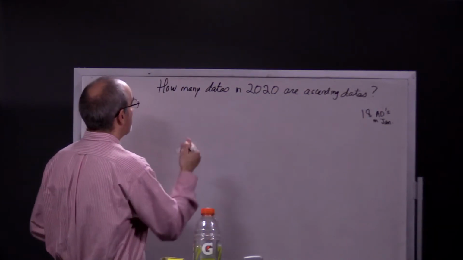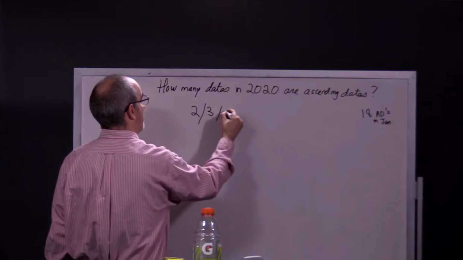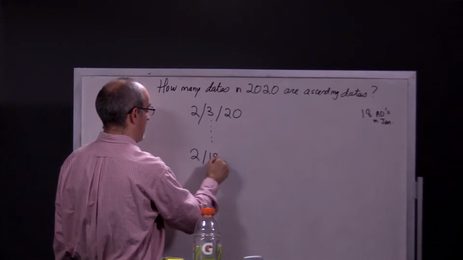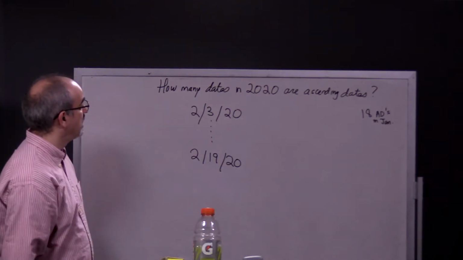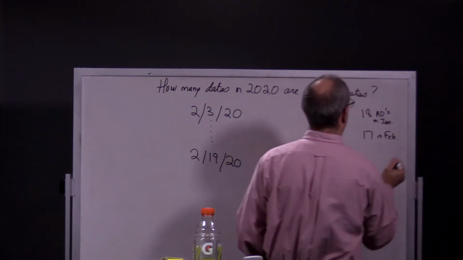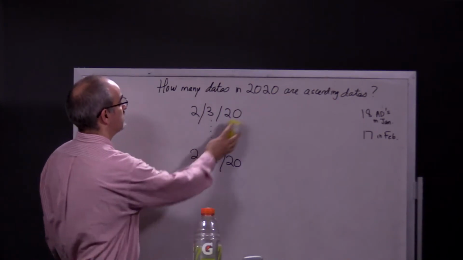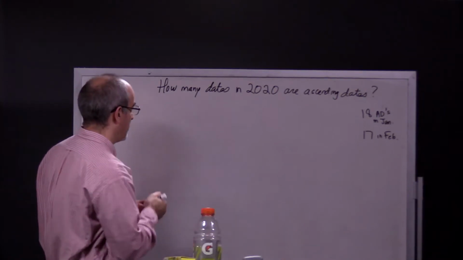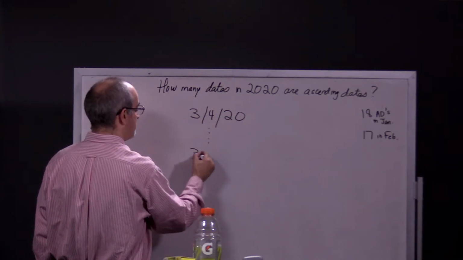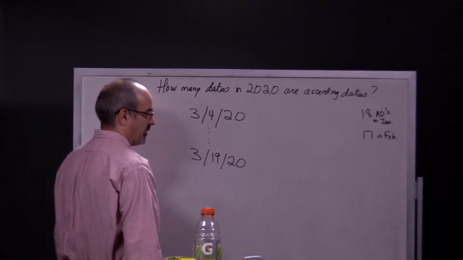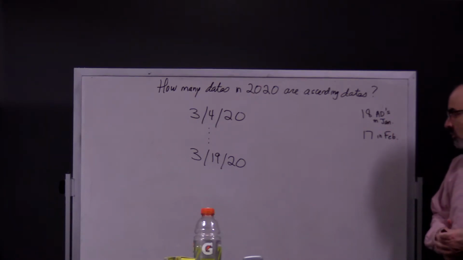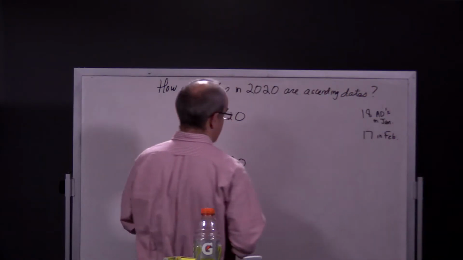Well, what about February? Well, the first ascending date in February would look like this. And the same as in January, it's going to go all the way until the 19th. Okay? There's 17 ADs in February. What about March? Well, the first ascending date in March would be that. And once again, it would stop right at the 19th because 3/20/20, by my definition of ascending date, wouldn't be ascending, so there's 16 in March.